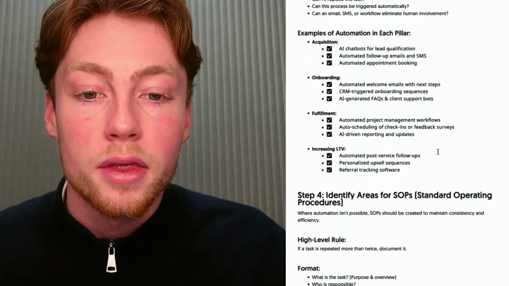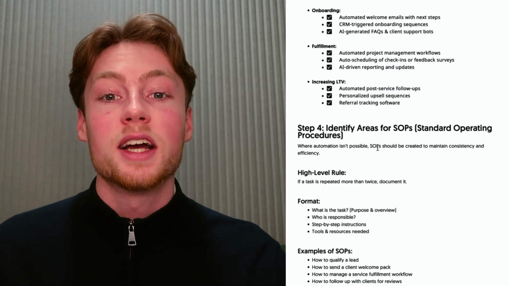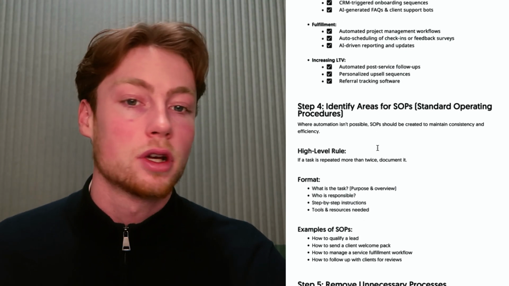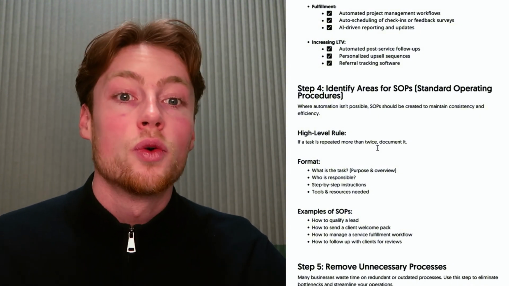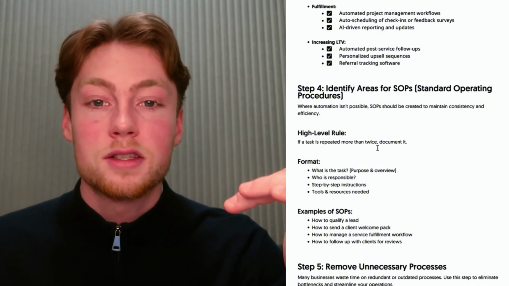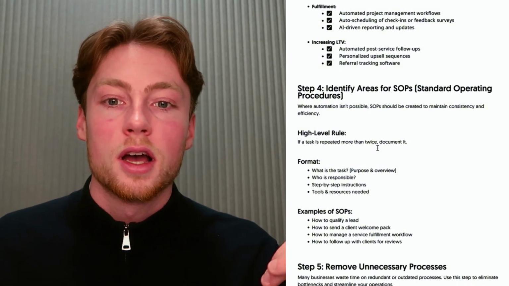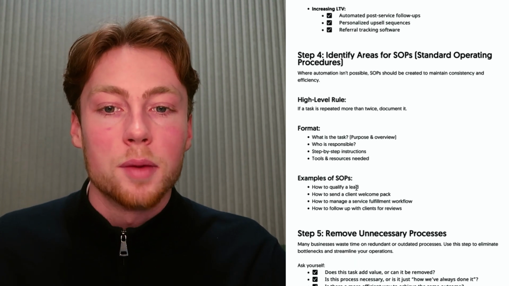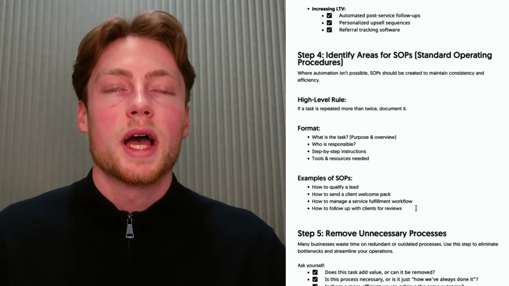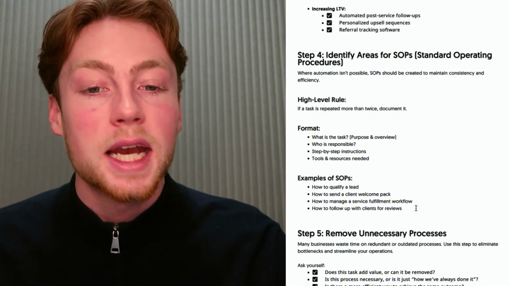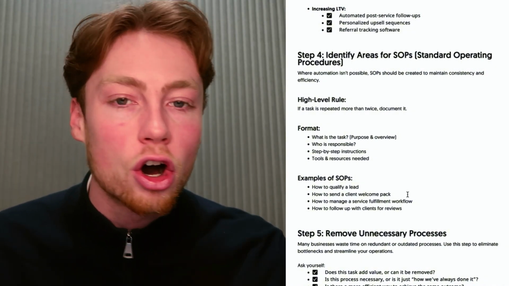Then, once we've done this, the next step is going to be identifying areas for SOPs. So an SOP, as I mentioned, is just a standard operating procedure. It's just the way we do things. It's a document saying, this is how you do this, this is how you do this. Okay, so a few examples would be, how to qualify a lead, how to send a client welcome pack. Okay, so what's going to end up being an SOP is going to be the processes that are hard to automate.